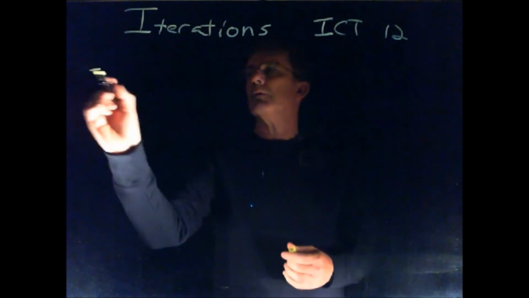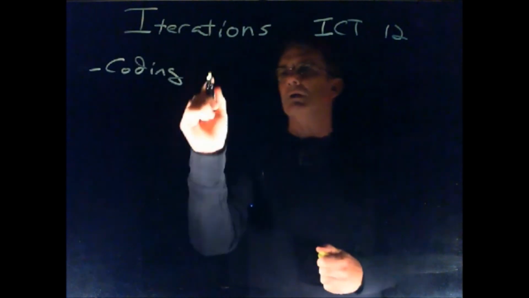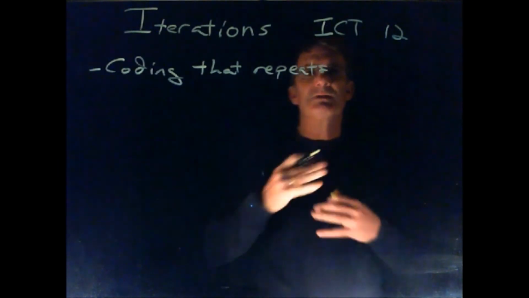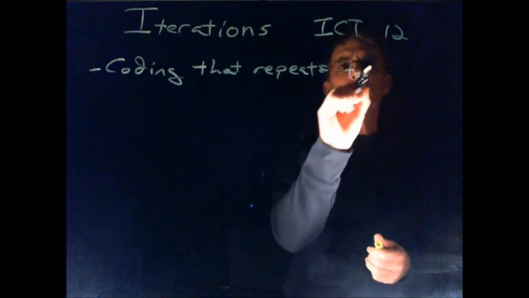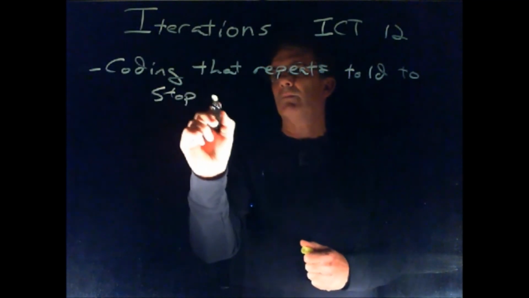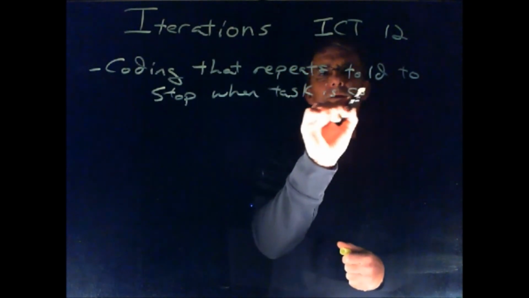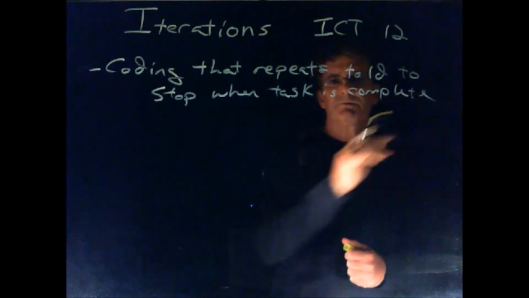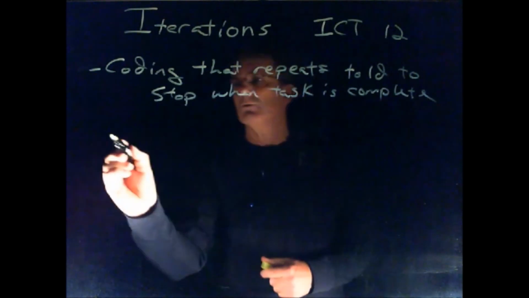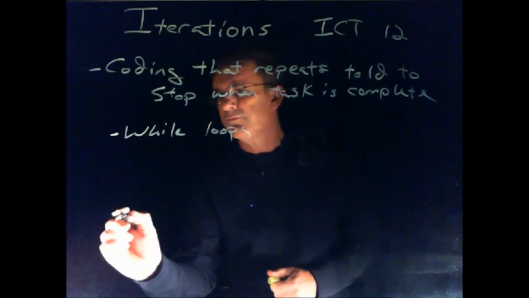So basically, what I mean by iterations or iterative code is coding that repeats until the process is done. It repeats until you're told to stop. You're told to stop when the task is complete. There are 2 types of loops that we're going to focus in on. There's other types, but we are only going to focus on while loops and for loops.